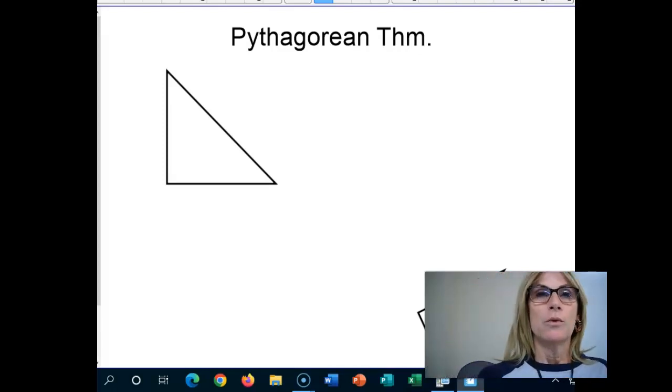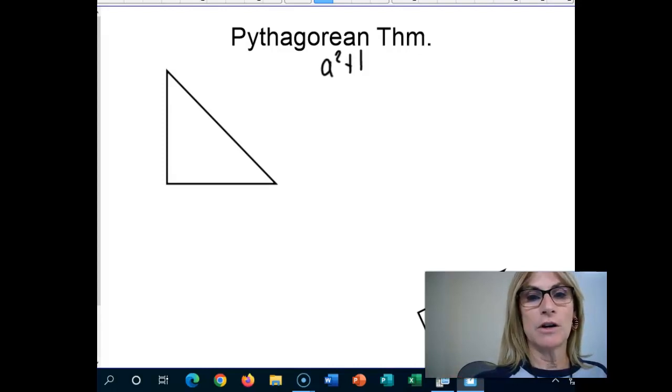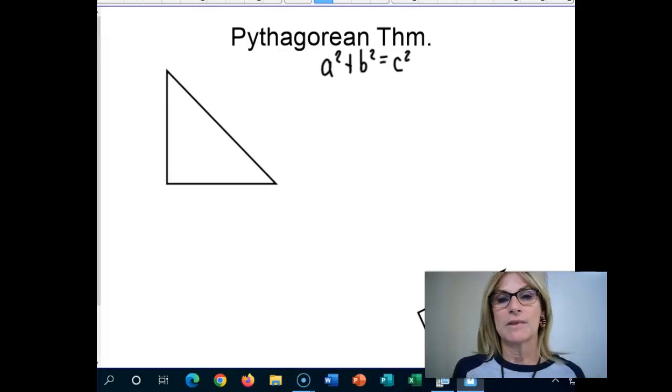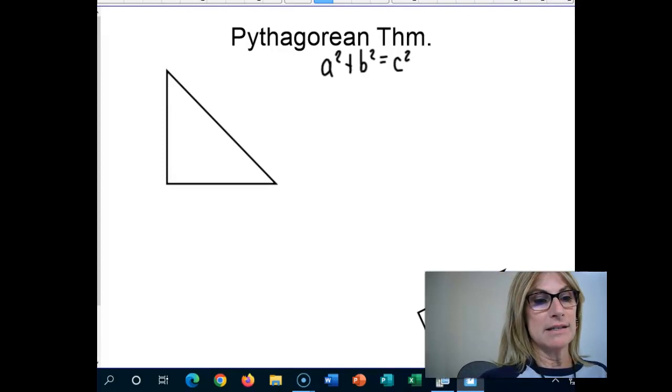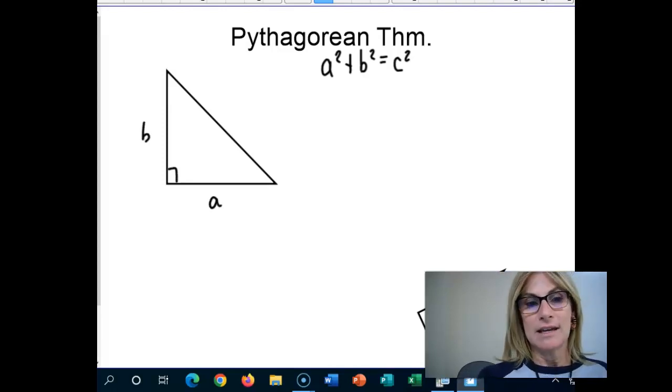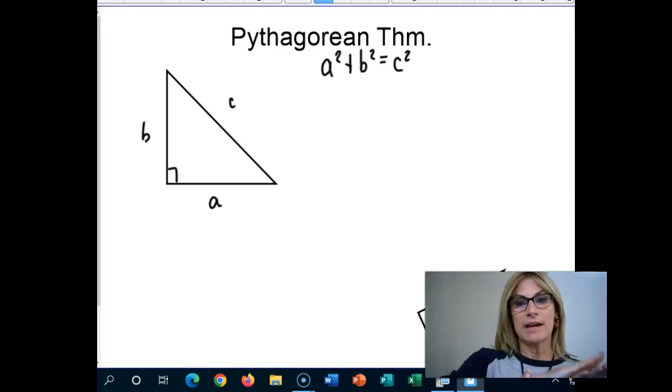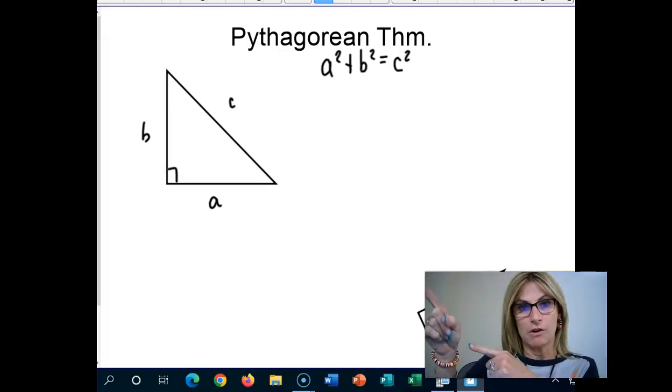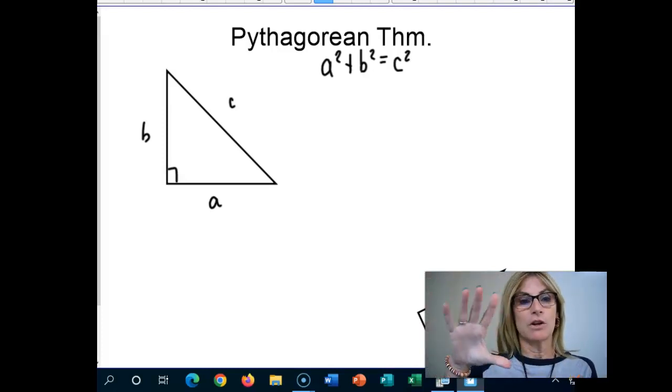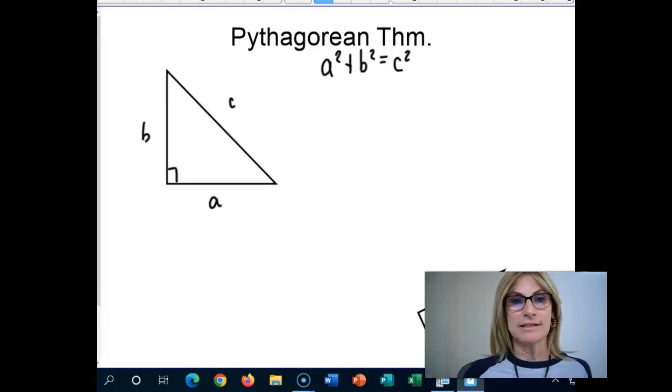So you probably remember the Pythagorean theorem says a squared plus b squared equals c squared. And a and b are the legs, and c is the hypotenuse. And the hypotenuse is the side that is straight across from the right angle. So regardless of how we may turn this, it's still going to be the hypotenuse opposite the right angle.